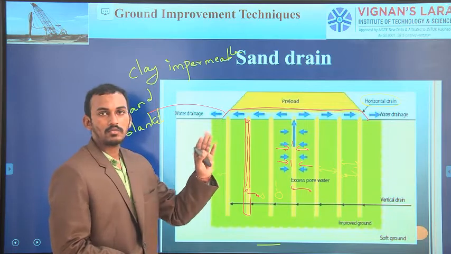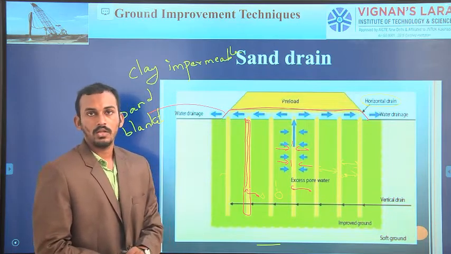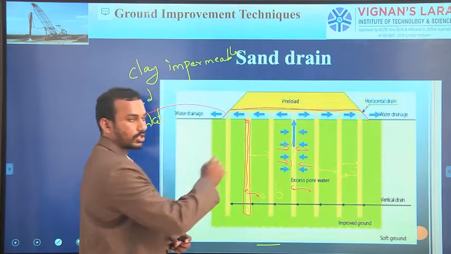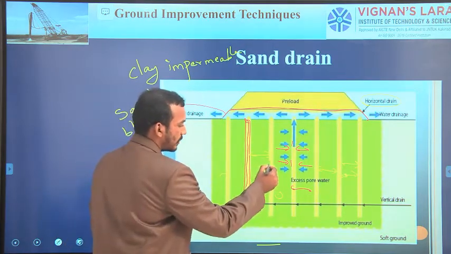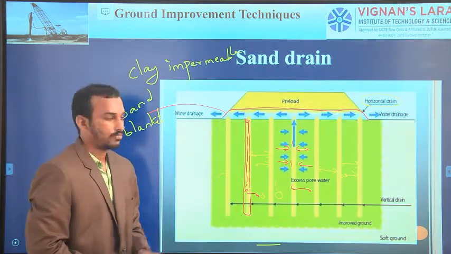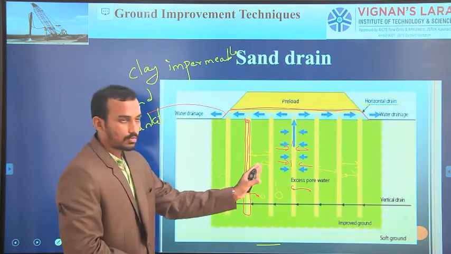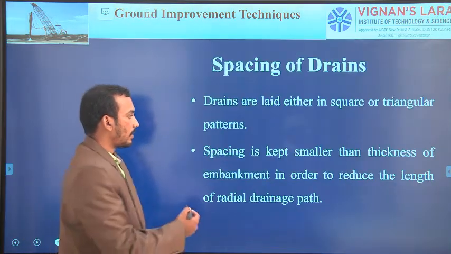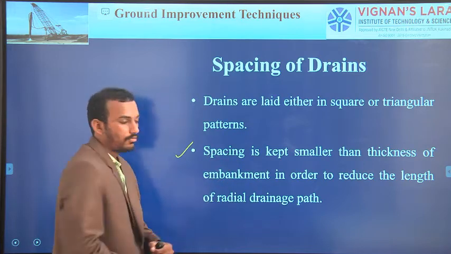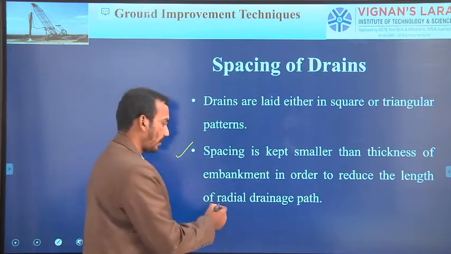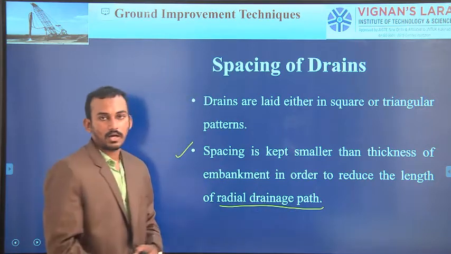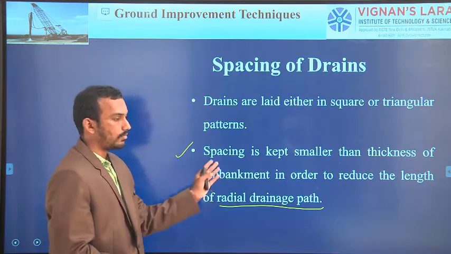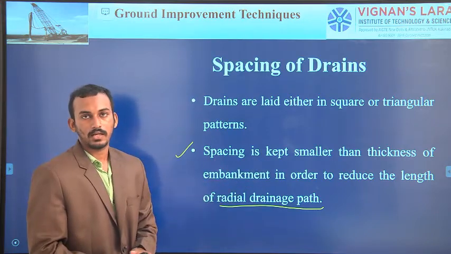Why are we using the sand drain? To reduce the time of consolidation. So in order to reduce the time, we need to place the two sand drains very close to each other. Then the water particle easily, with no time, enters the sand drain. If you increase the spacing, then the water molecule takes more time to enter the sand drain. Next one, spacing is generally kept smaller than the width of the thickness in order to reduce the length of the radial drainage path. Radial means nothing but horizontal. To reduce the horizontal length of the radial drainage path, we keep a smaller distance between the sand drains.